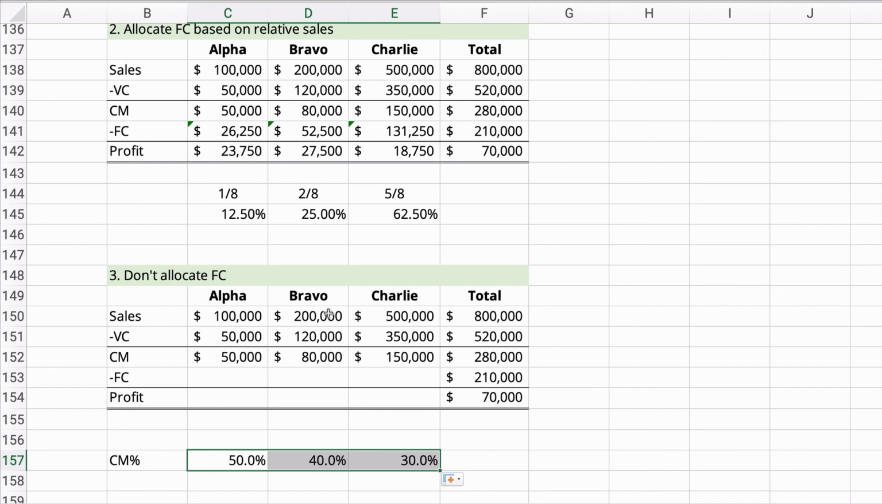Bravo is 80 out of 200, that's 40%. Charlie is 150 out of 500, that's 30%. If you were in charge of Alpha, you would say, look, we're the smallest division, but we're the most profitable per dollar. We're the most profitable per contribution margin percentage. So you should not close down Alpha. You should try to get Alpha sales to increase because you're making a contribution margin of 50%. Alpha is the most profitable in terms of contribution margin.